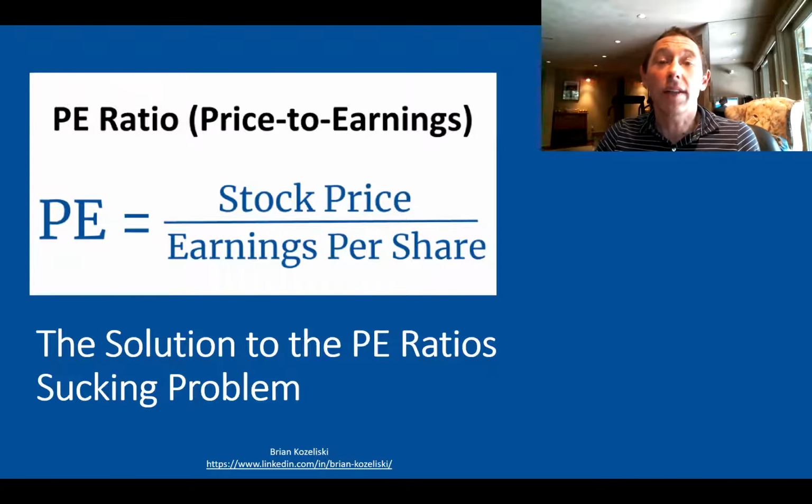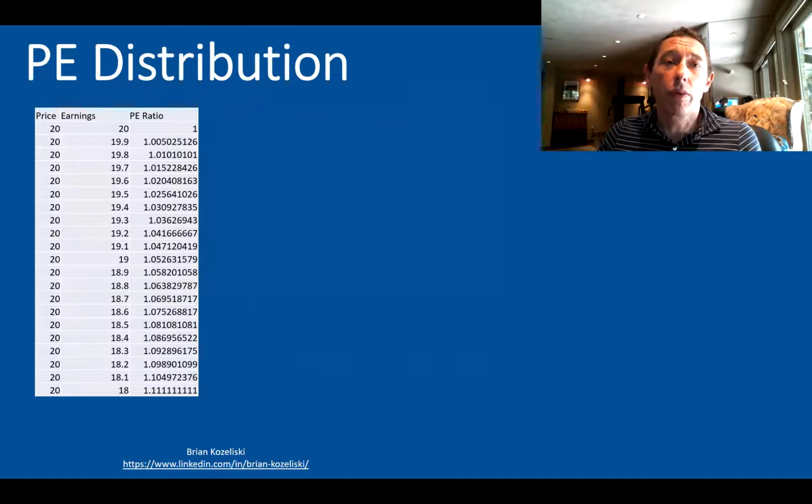Yesterday, I talked about the problems associated with the PE ratio. Today, let's talk about the solution. It's actually super simple. But let's just reiterate what the problem was yesterday with PEs. So again, I normalized the price, the P part of the ratio, at 20, just kind of arbitrarily, so we could focus just on the earnings here.